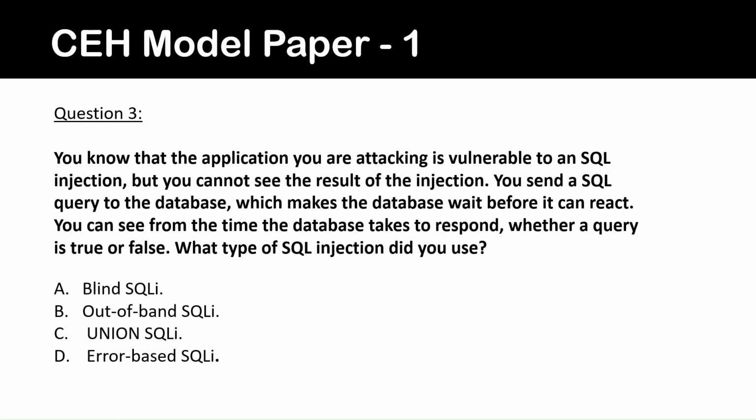Question 3. You know that the application you are attacking is vulnerable to SQL injection, but you cannot see the result of the injection. You send a SQL query to the database, which makes the database wait before it can react. You can see from the time the database takes to respond whether a query is true or false. What type of SQL injection did you use? The options are A. Blind SQL injection. B. Out-of-band SQL injection. C. Union SQL injection. D. Error-based SQL injection. The answer is A. Blind SQL injection.